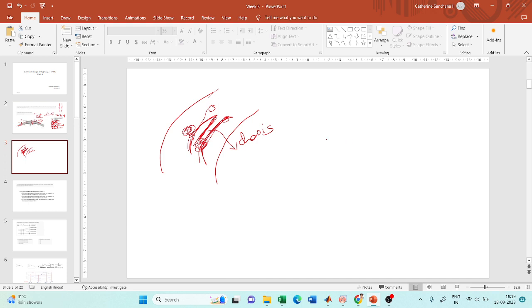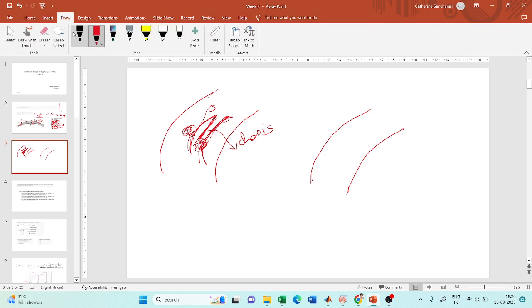Okay, so let us take a vehicle. This is my pavement, and this is my vehicle.